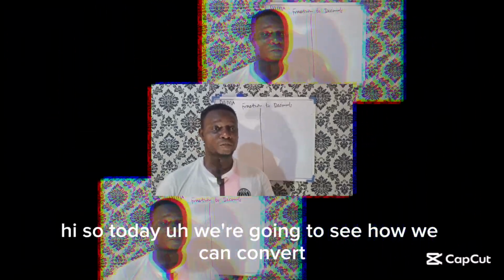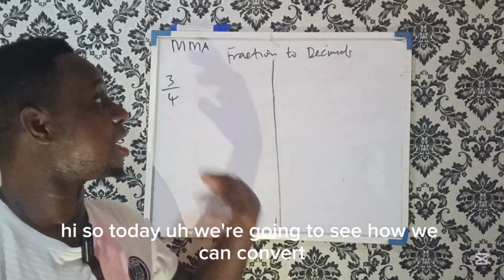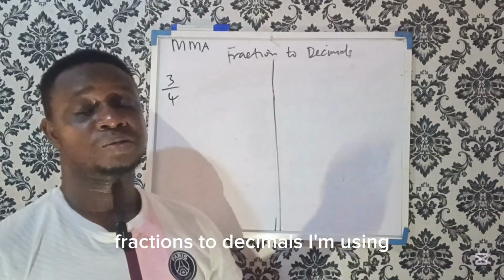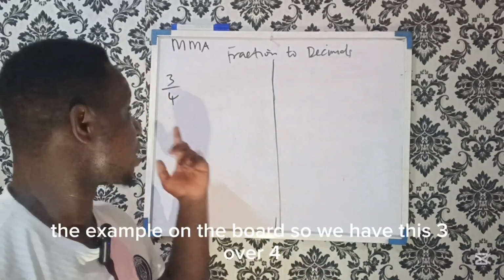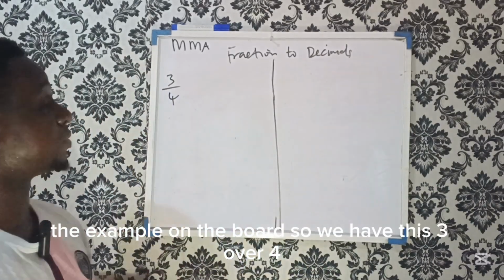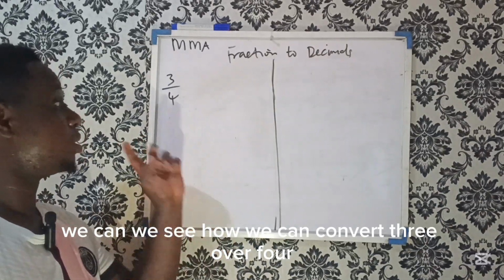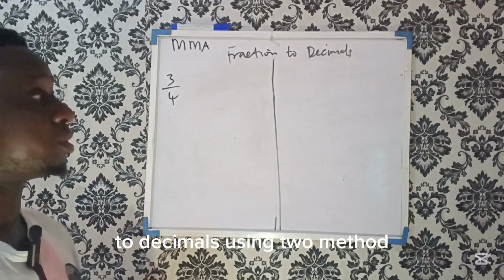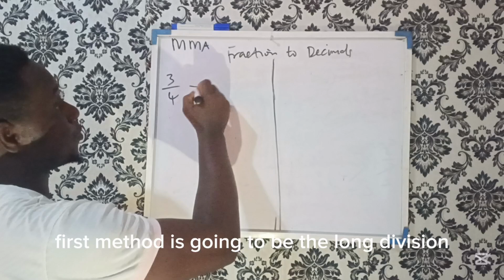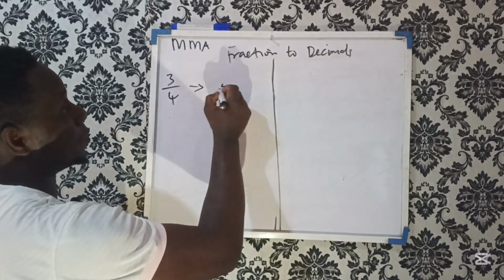Hi. So today we're going to see how we can convert fractions to decimals using the example on the board. So we have this 3 over 4. We see how we can convert 3 over 4 to decimals using two methods. First method is going to be the long division method.